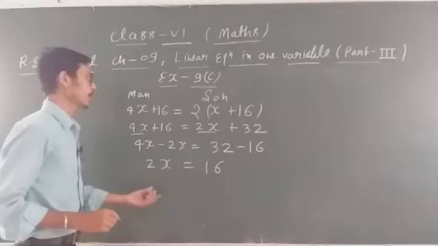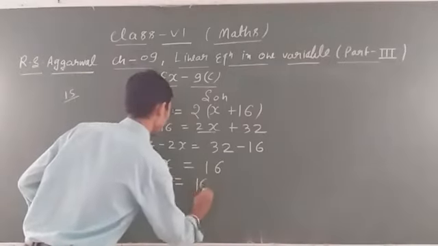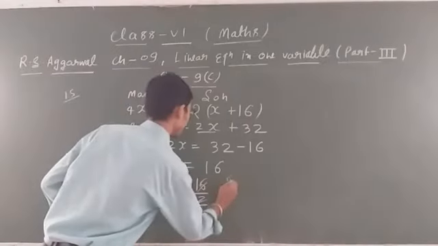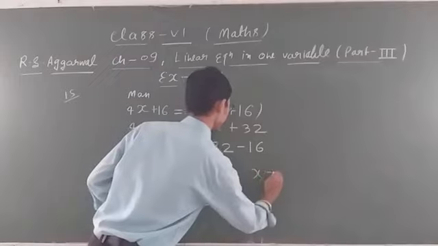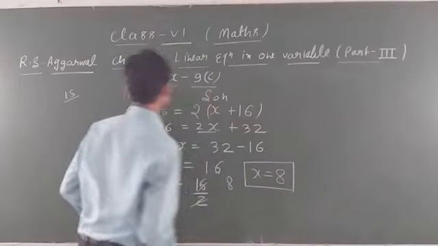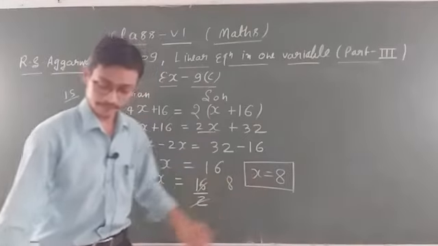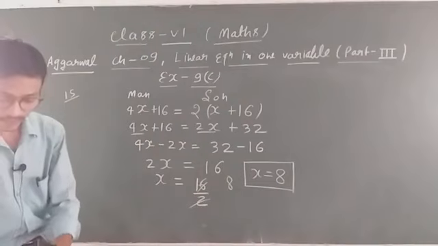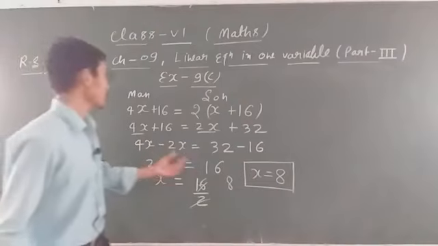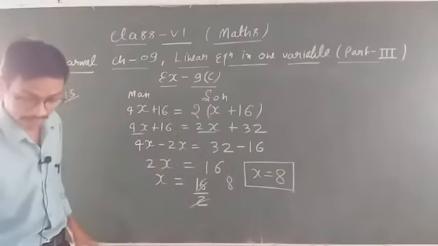Now it will become x equal to 16 upon 2. So x equal to 8. So this is the value of x. Now what is given in the question? You have to find the present age of the son and the present age of the father. It is given: find their present ages.